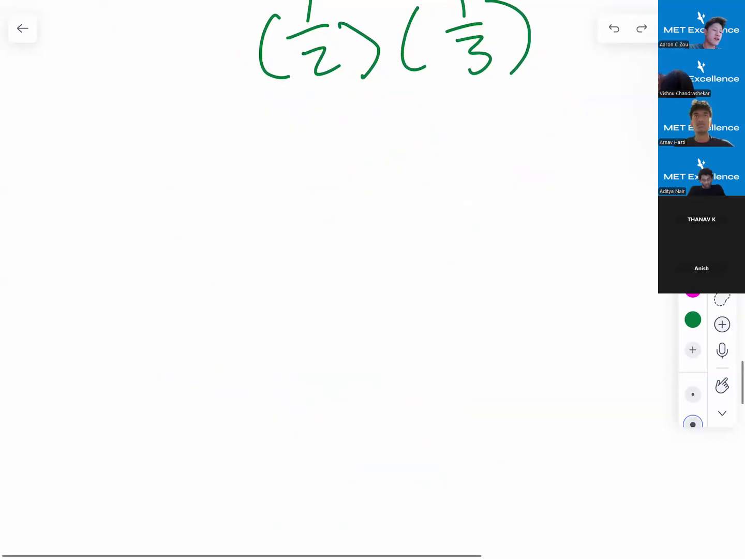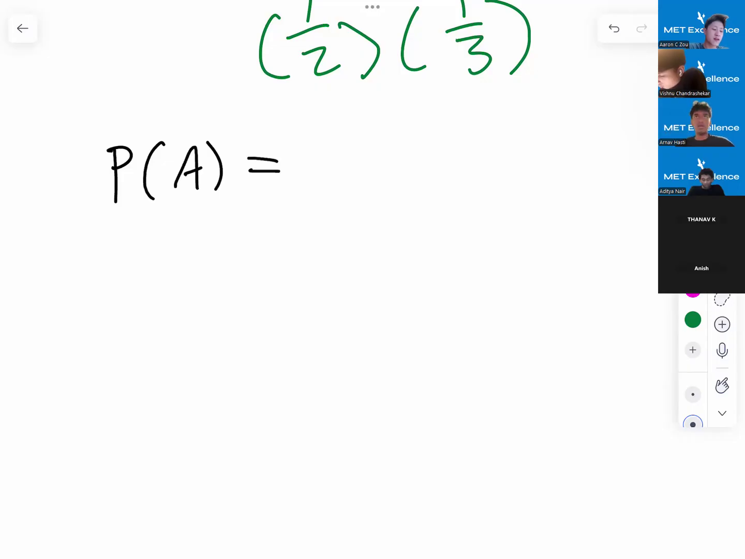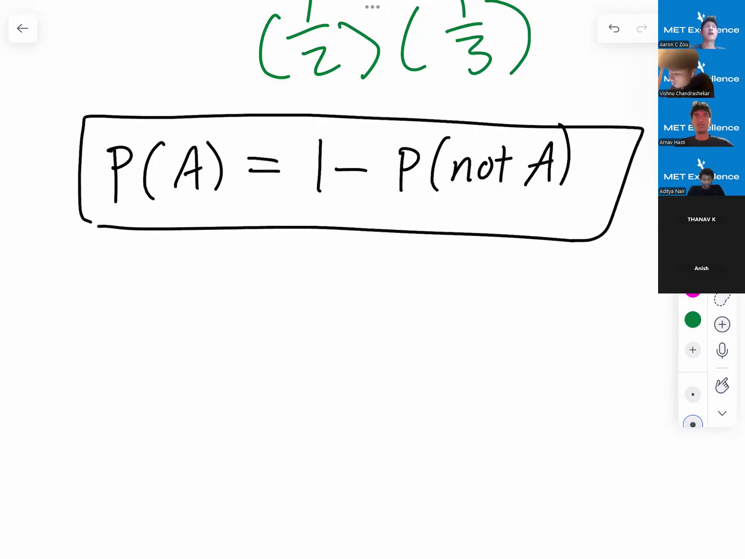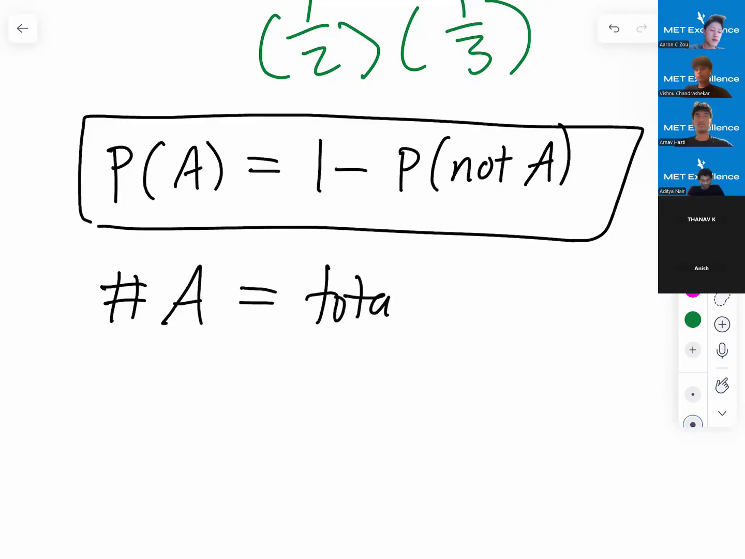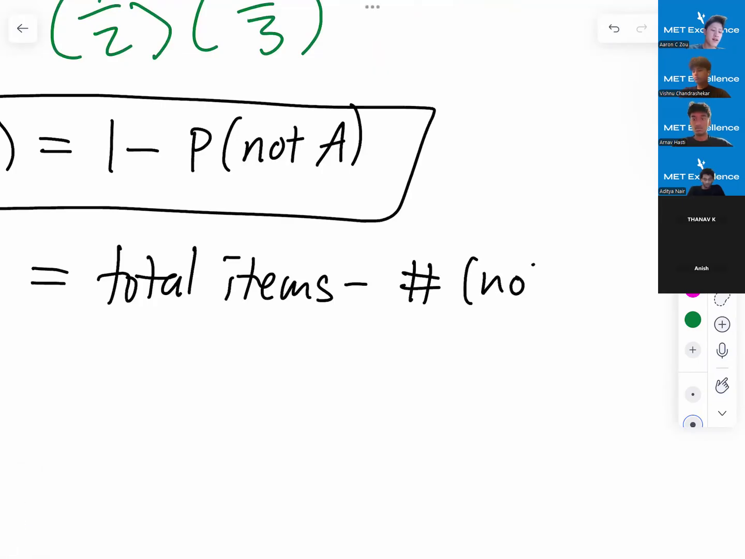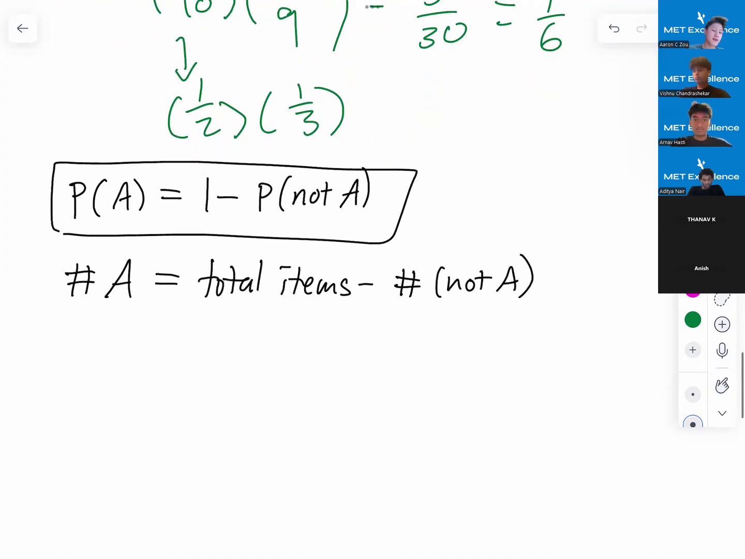So what complementary probability is, let's say we want to pick the probability of A happening. This is equal to 1 minus the probability of A not happening. So this is very useful. And this also works for just counting how many things are in a set. So if we say we want to find the number of items that are A, this is equal to the total amount of items minus the number of items that are not A. So this should make sense.